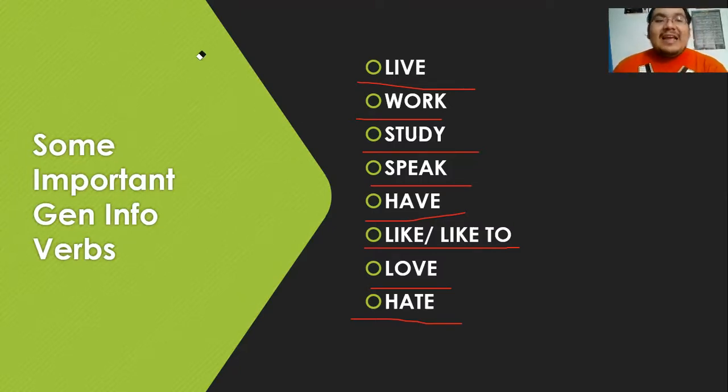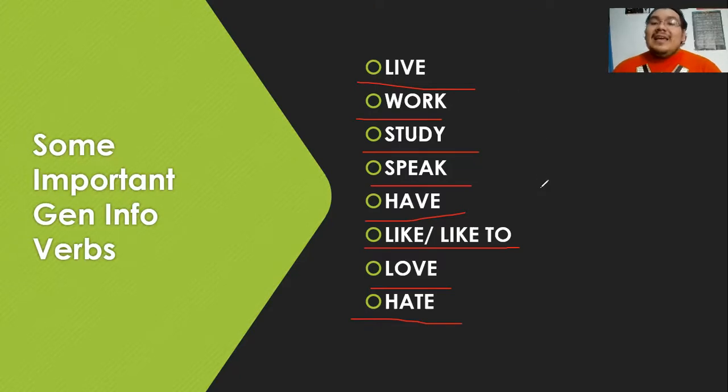Have, tener. I have a car. Tengo un carro. Have is for possessions. Have se utiliza para posesiones. I have a smartphone. I have 2 sisters. Tengo 2 hermanas. I have a baby. Tengo un bebé. I have a child. Tengo un niño, un hijo.